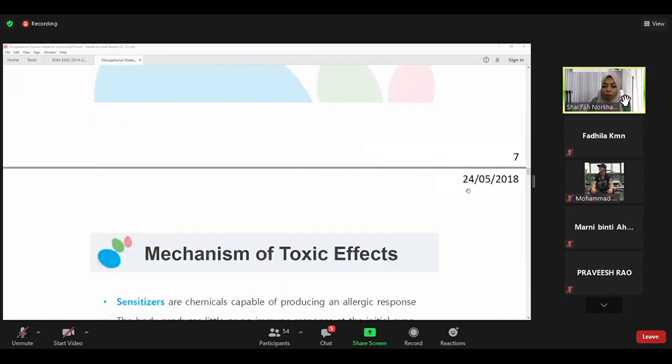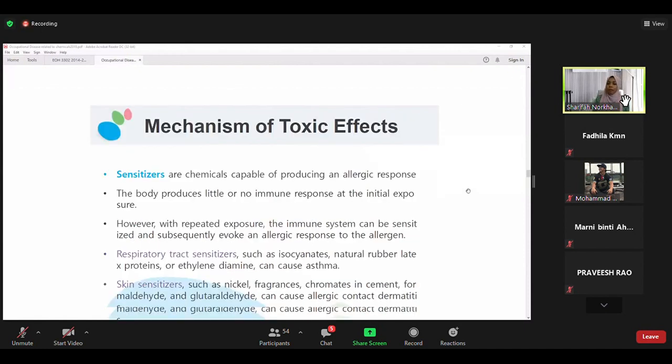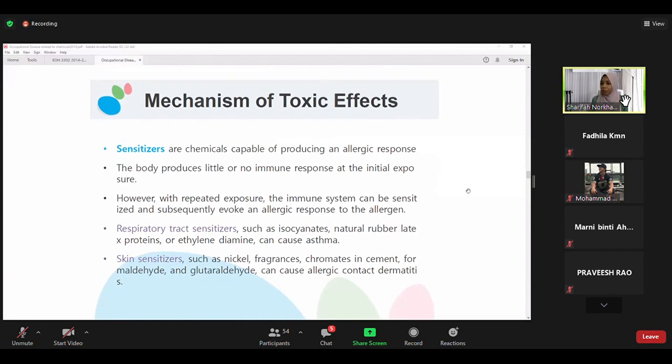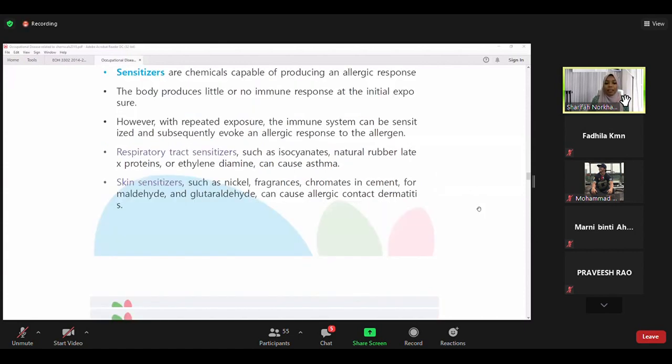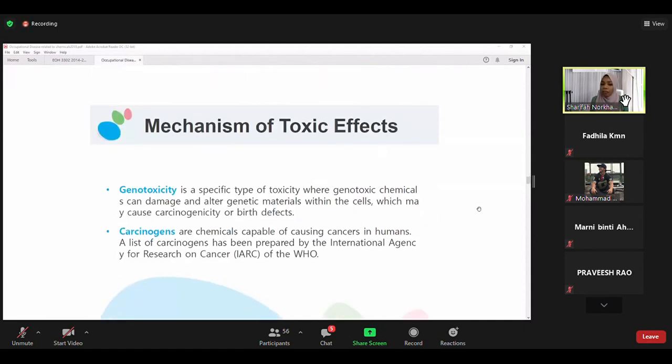Okay, so that is one of the examples. And then sensitizer that can create allergic response. Contohnya you are sneezing, sneezing tu bersin, ataupun you feel batuk, coughing. So that is a kind of sensitizer. And then kita ada juga genotoxicity and juga carcinogenicity ataupun carcinogen.